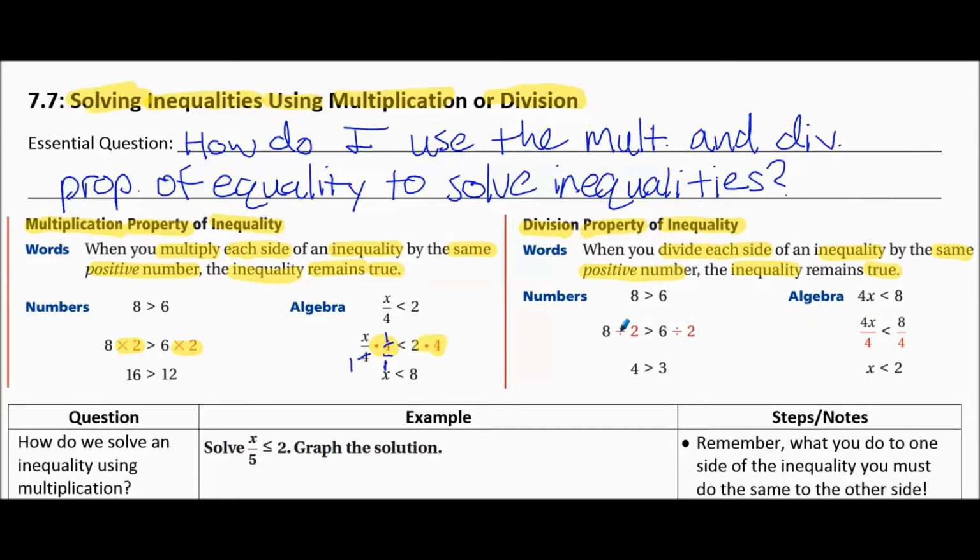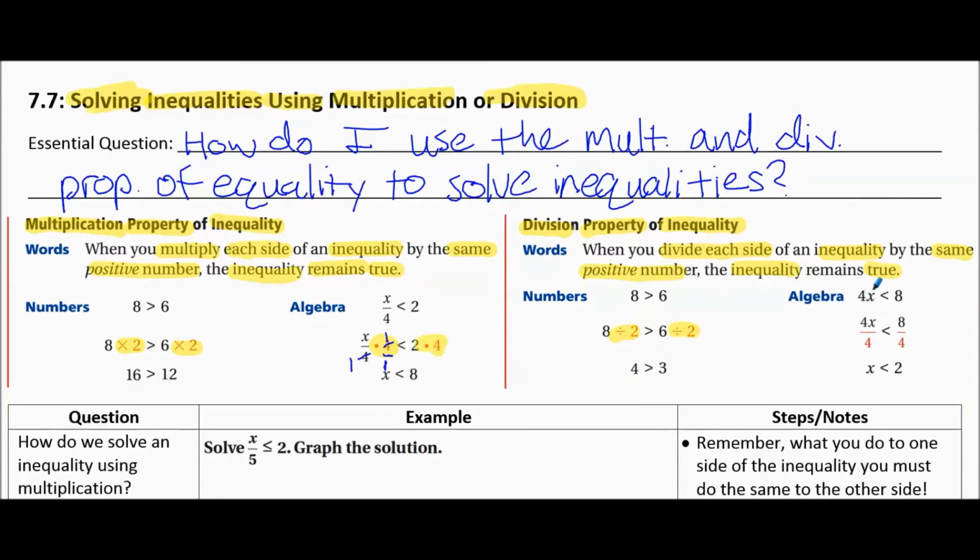Could I just decide to divide both sides by 2? Yes, using the division property of inequality, of course. 8 divided by 2 is 4. 6 divided by 2 is 3. 4 is greater than 3. And 8 was greater than 6. So the inequality stayed the same the whole time.